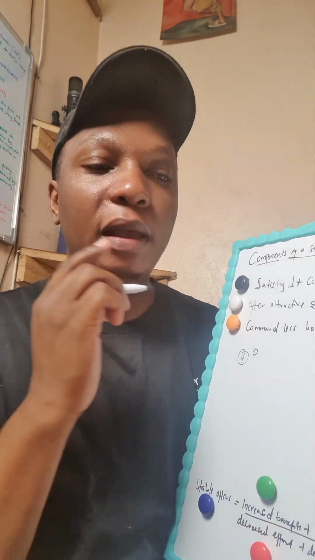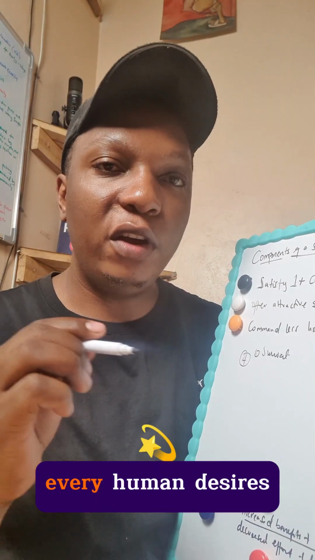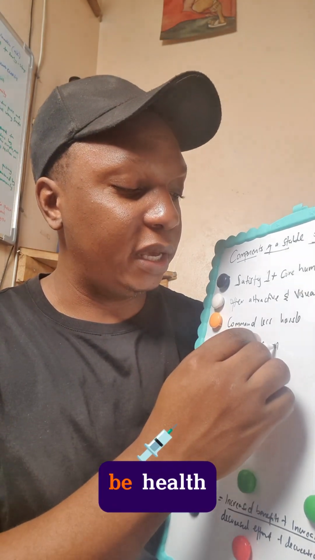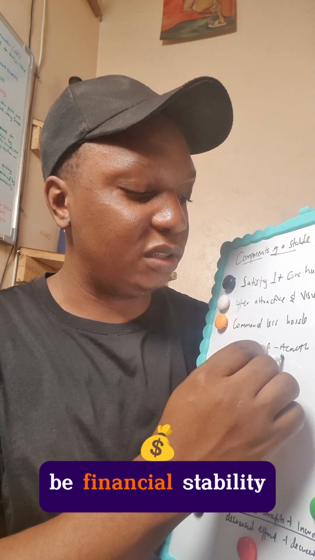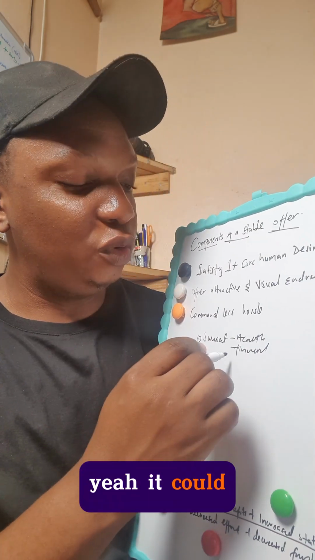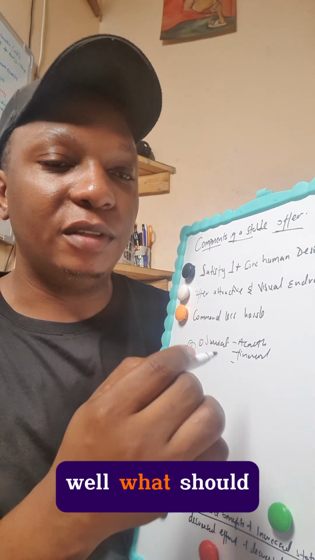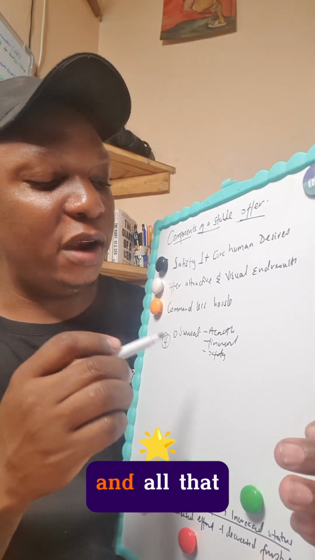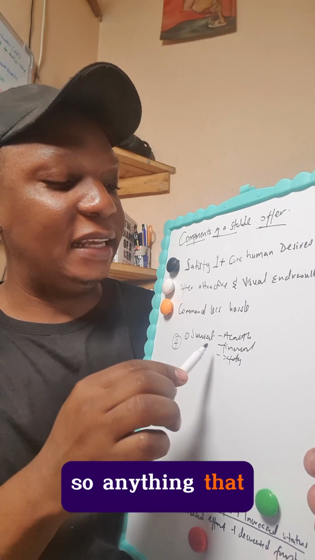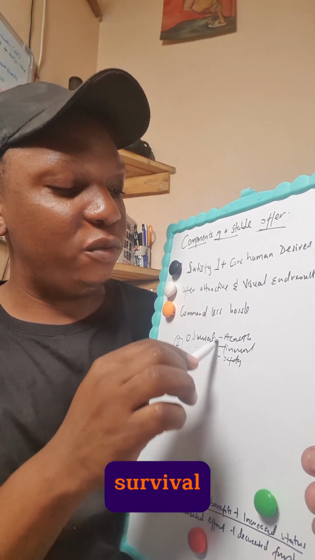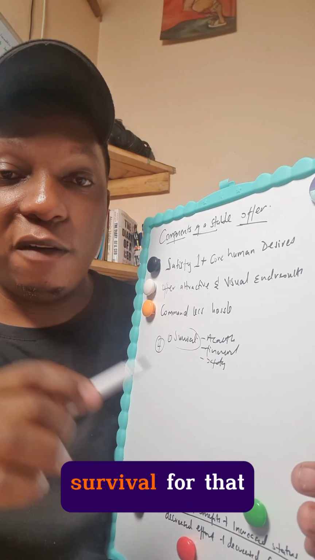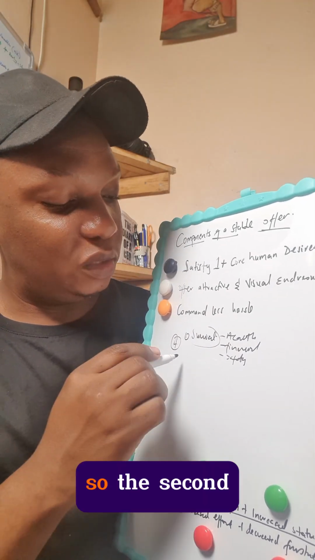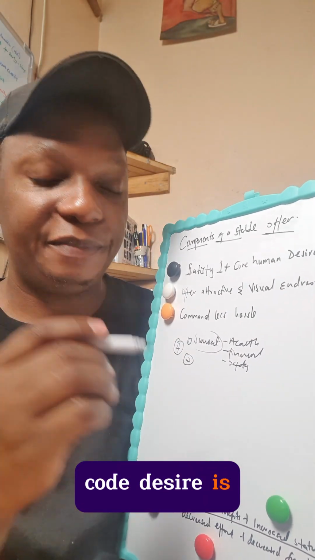And the first one is survival. Every human desires to have survival. What sort of survival? It could be health. It could be financial stability. It could be, well, what should I call it? Safety. That is housing and all that. So anything that brings survival, or increases the odds of survival for that person, is what falls under this core desire.